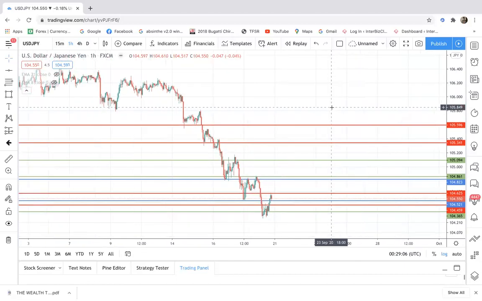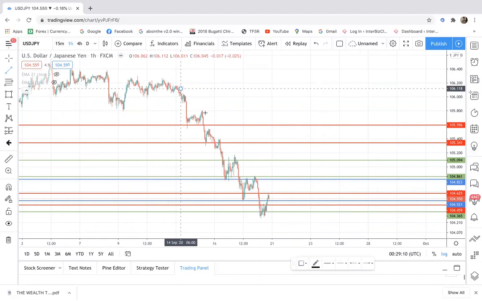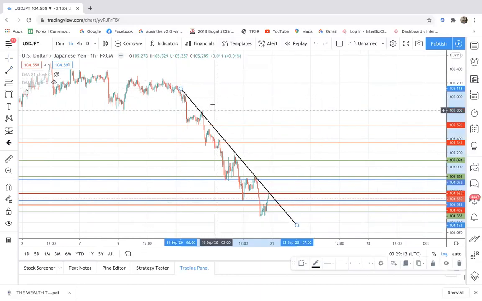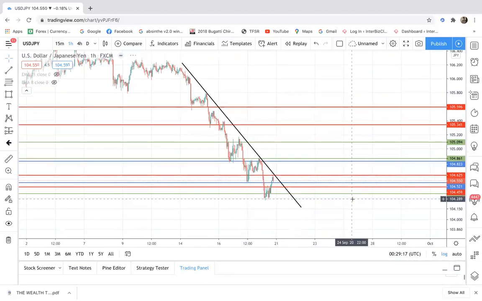Okay. Another thing that I like to use is trend lines. When I'm using my trend lines, it's good support and resistance. That's essentially what trend lines are. So we do have a trend line that still needs to be broken.